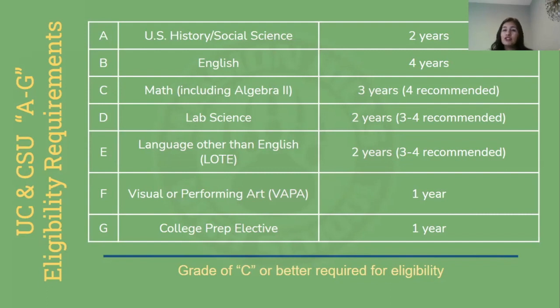Lab science, it's 2 years, but they recommend 3 to 4 years. Language other than English, it's 2 years. They recommend 3 to 4. Visual and performing art is 1 year, and a college prep elective is 1 year. For A through G, you need to make sure to have a C or better to be eligible.